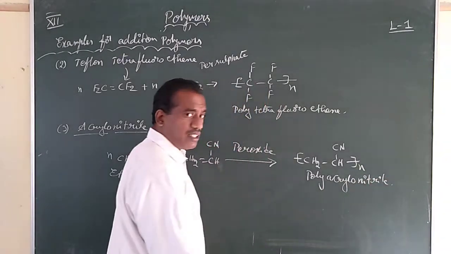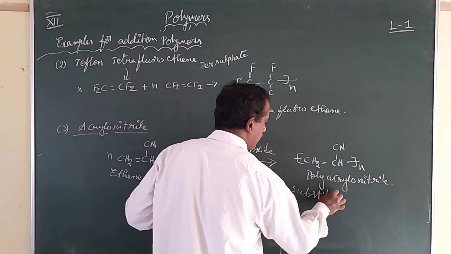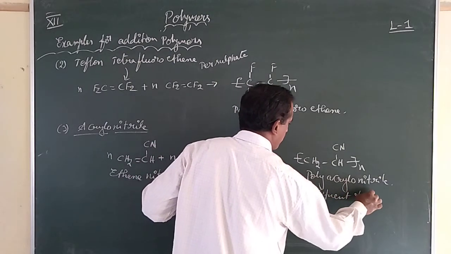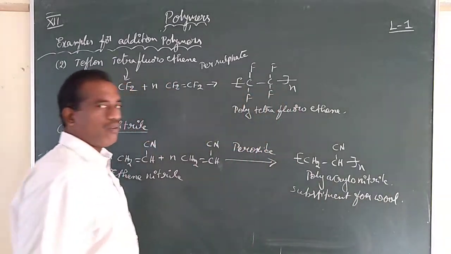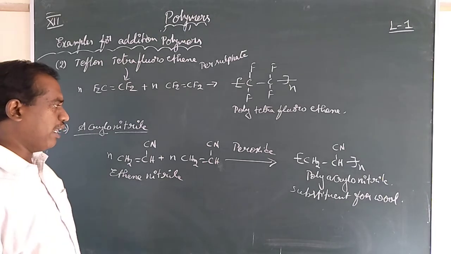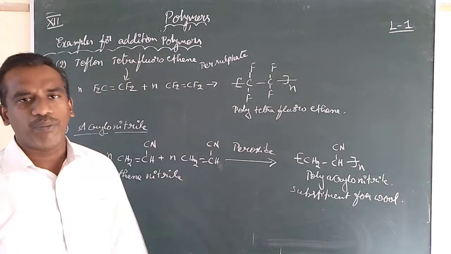Polyacrylonitrile. This is being used as a substituent for wool. In the place of wool, we will use this polyacrylonitrile. So these are some of the examples for the addition polymerization.